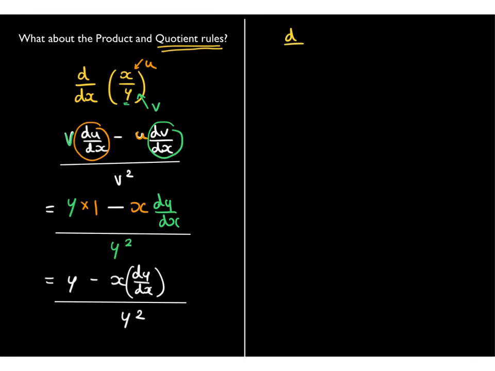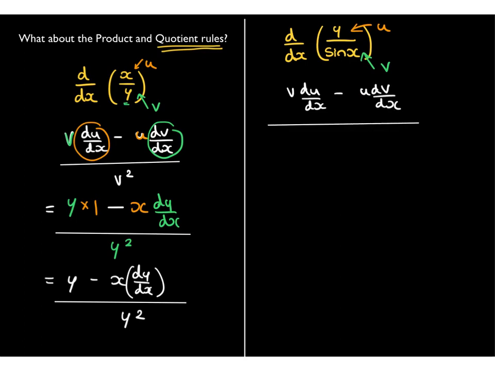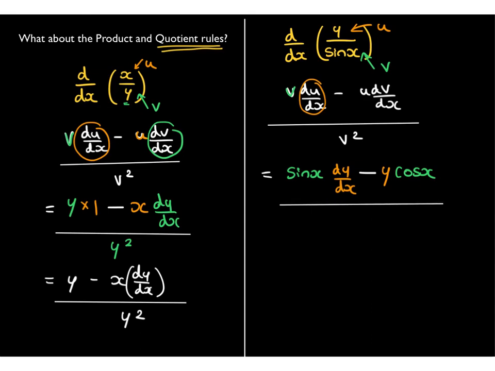Let's look at one last example using the quotient rule, d by dx of y over sine x. So this is going to be u, and this part is going to be v. So remember the quotient rule again. Set everything up. So v, first of all, is sine x. Now du by dx, that's where implicit differentiation has to start off because u is y. So this is dy by dx minus u, which is y. And then dv by dx, well, that's not implicit because v is sine x, so it differentiates to cos x. And then the whole thing is over v squared, which is sine x all squared, or sine squared x.